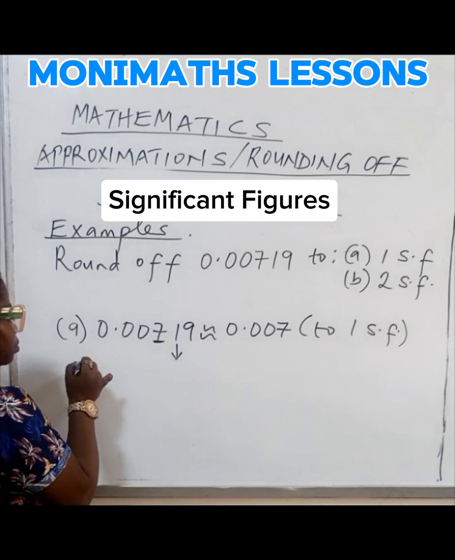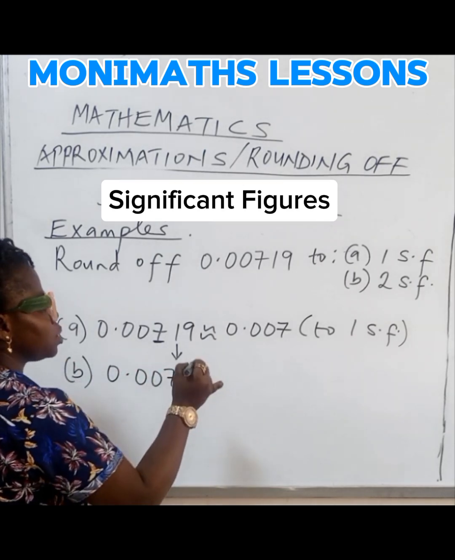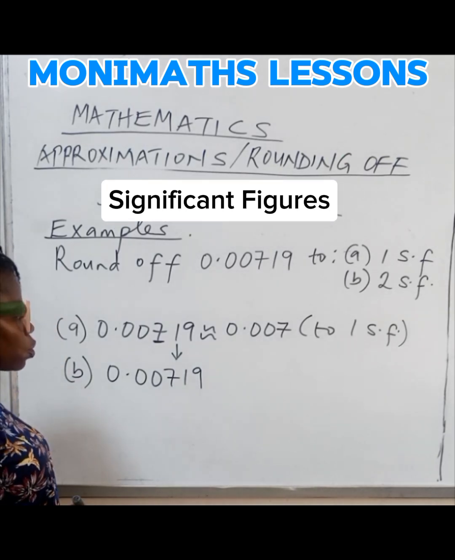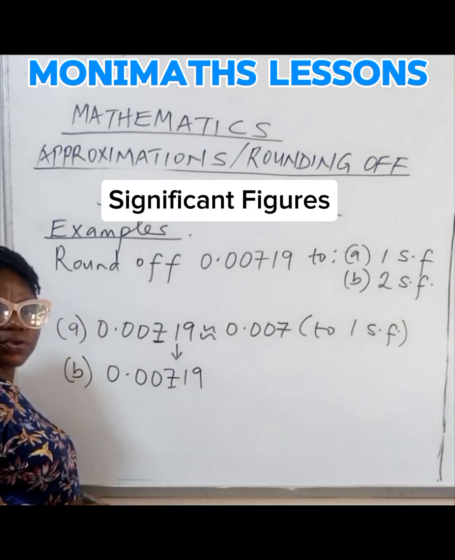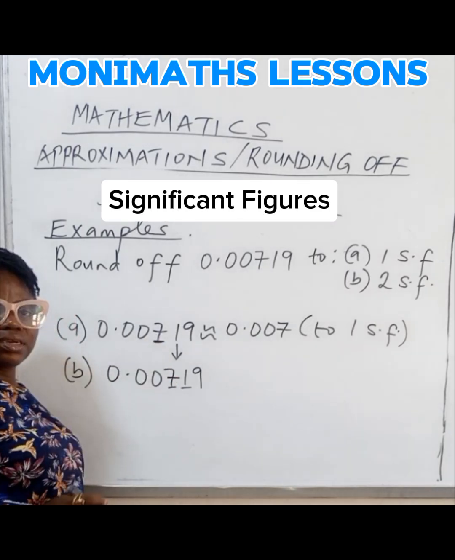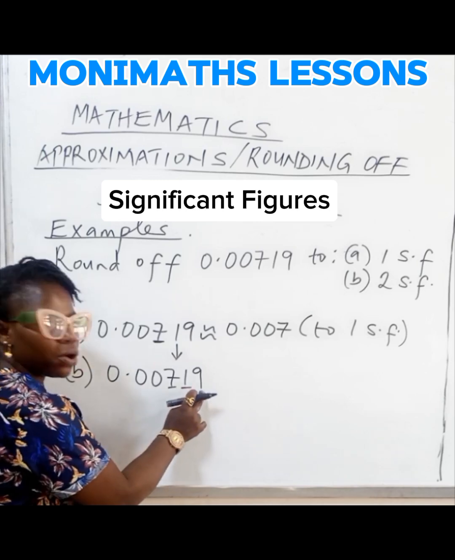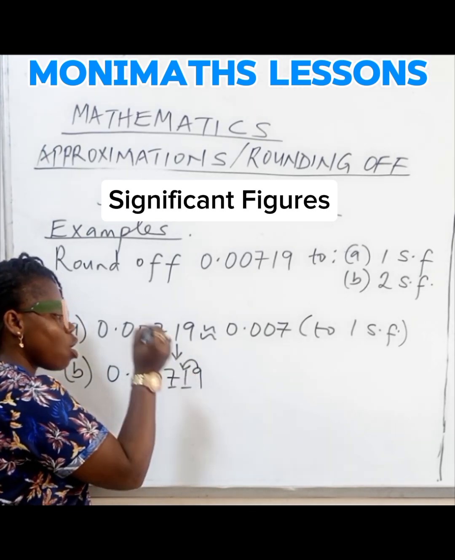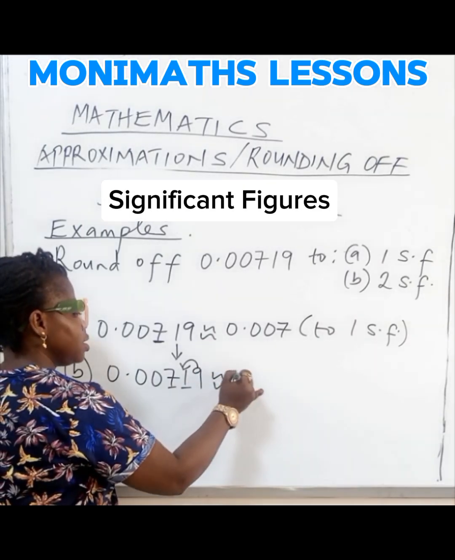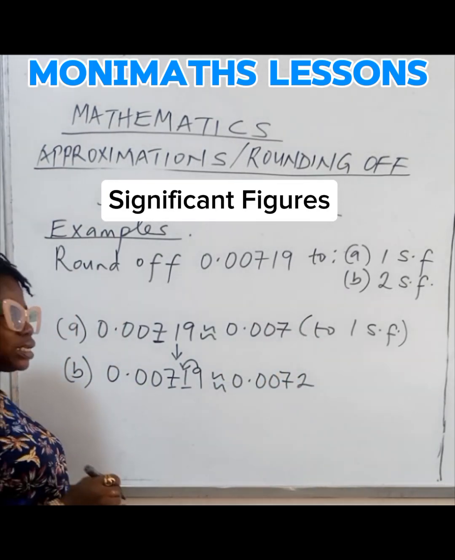The second example. We want to round this up to 2 significant figures. So, this is the first significant figure. This is the second significant figure. I will just write the second significant figure. I will consider the digit after it. The digit is more than 5, so it will be rounded up upon the 1 as an additional 1, so that the answer is approximately 0.0072 to 2 significant figures.